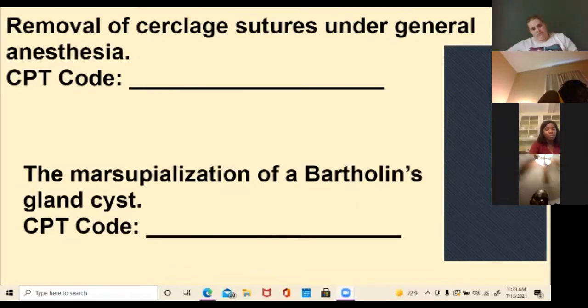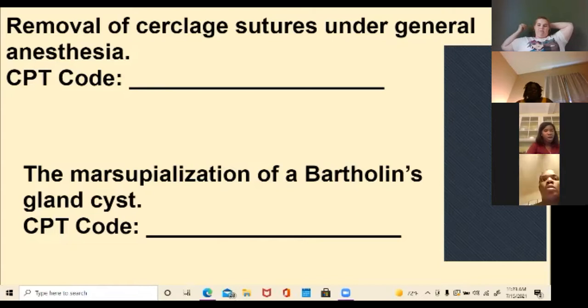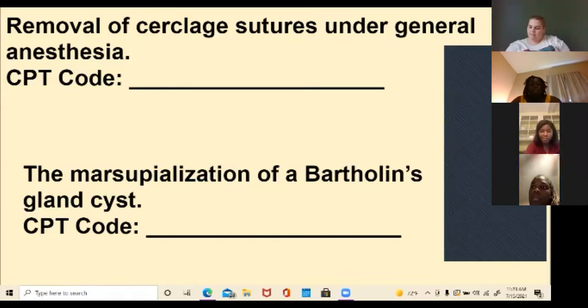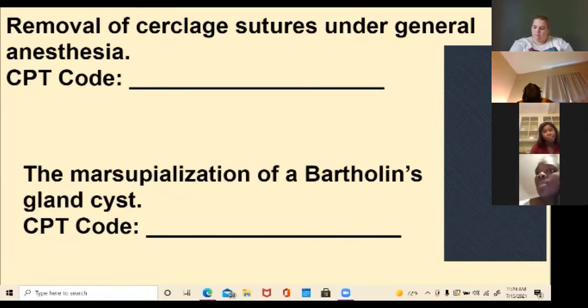I'm sorry, I keep losing y'all. Once we get to marsupialization, I need somebody, except for Melissa, to tell me what's the next word we're going to look for. Cysts, yeah. Then cysts is going to be next. And then Bartholin's gland. I mean, it's laid out just like that. Marsupialization, cyst, Bartholin's gland.